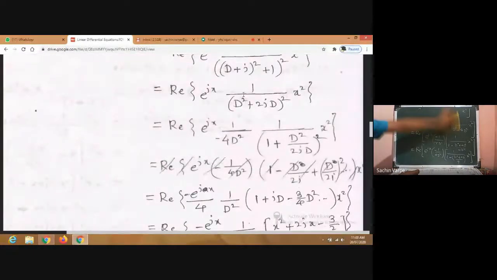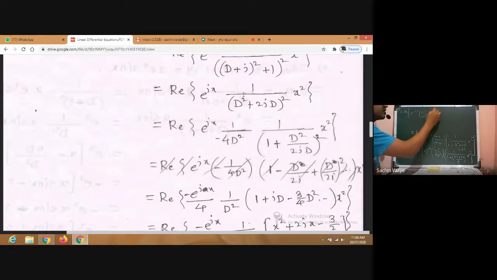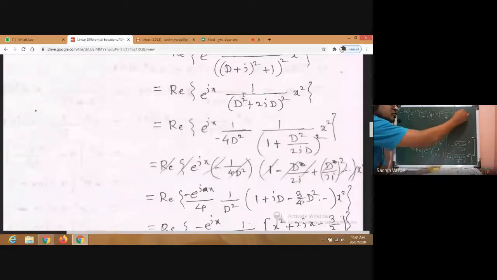Now we started this example, so we have to finish it, isn't it? We should not leave it in the middle. So 1/(1 minus p), what will be its expansion? It is real part of e raised to ix, minus 1/4d into expansion. I will put it in a curly bracket. What is the expansion? 1 plus p plus p². All the terms are positive, so I'm simply writing the empty bracket, but that is not empty, remember, and plus and so on, that is operated on x² and the curly bracket complete.